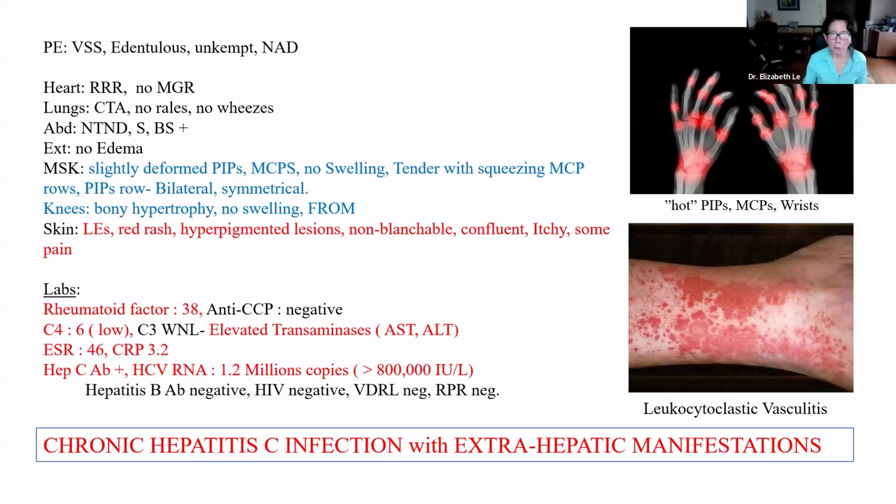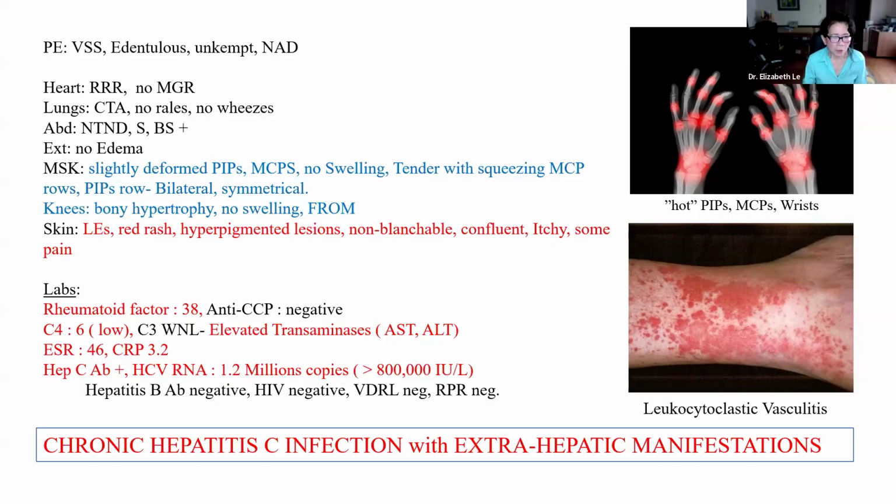Okay, we examine the patient, physical examination. His vital signs are stable. He's unkempt, no apparent distress. Heart and lung sounds good. Abdomen sounds fine. Bowel sounds positive. Extremities, there's no edema. Musculoskeletal exam: he has slightly deformed PIPs and MCPs. These are the MCPs, these are the PIPs. There's no swelling, but tender when you squeeze the joints of the MCP and the PIP rows, bilaterally and symmetrically, so on both sides. The knees show bony hypertrophy, but there's no swelling. He had full range of motion.